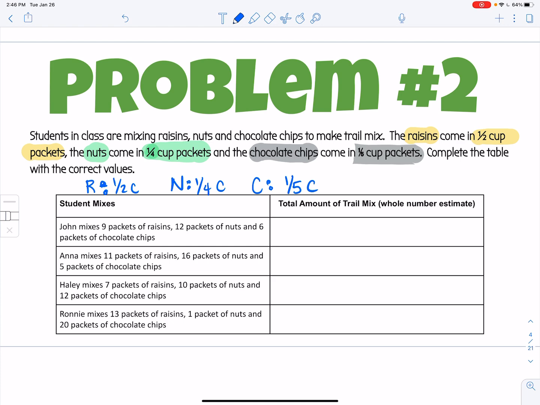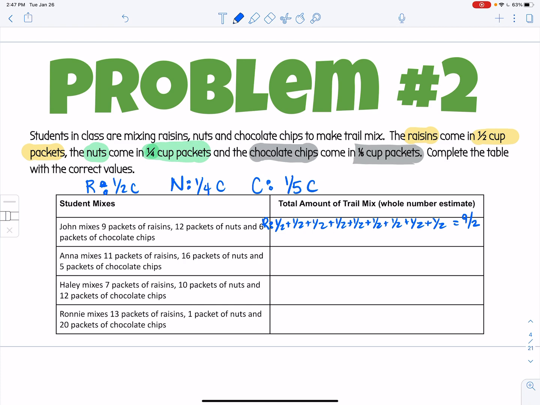John is going to mix 9 packets of raisins. So I could do 1/2 plus 1/2 plus 1/2 plus 1/2 plus 1/2. I'll show you all the ways that I'm thinking about it. Let me talk and think at the same time. So this is my raisins. He's got 9 packets. As you can tell, there's 9 because if you count those 1/2s, 1, 2, 3, 4, 5, 6, 7, 8, 9. So that means I have 9 halves of raisins for him.